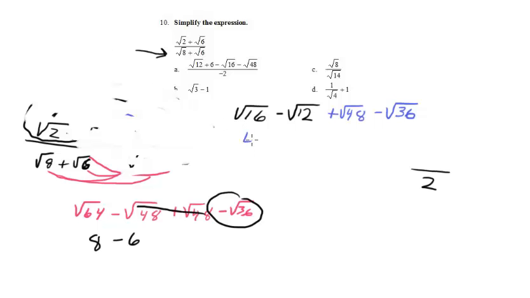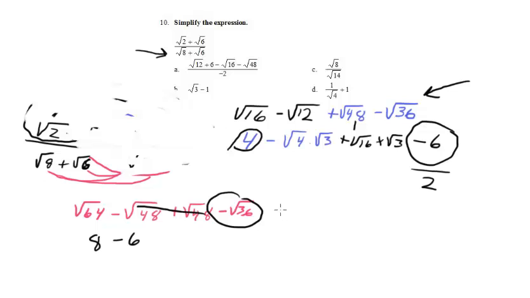So of course, square root of 16 is 4. Minus, well, we can rewrite that as square root of 4 times square root of 3. And here we have square root of 16. So this is plus the square root of 16 times the square root of 3. And of course, the square root of 36 is 6, so that's minus 6. So we can combine some like terms. Right now we can take the 4 and the negative 6. That's going to give me negative 2.